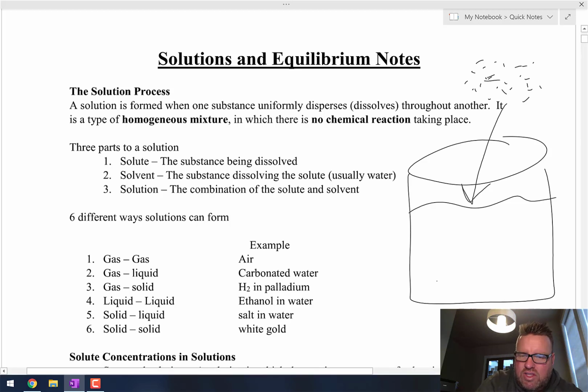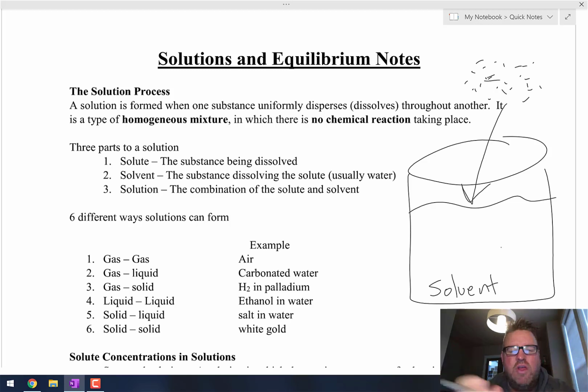There's this part right here, the water. The water is what's called the solvent. A lot of times you might hear water referred to as the universal solvent, because if something's going to dissolve, most of the time it will dissolve in water. And then the stuff that you're putting into the water or the solvent is called the solute. So the Kool-Aid or the sugar or the salt, that would be the solute.